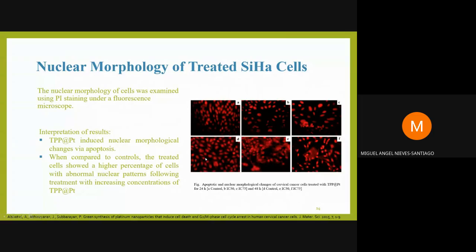The results show nuclear morphological changes via apoptosis, and when compared to the controls, the treated cells did show a higher percentage of cells with abnormal nuclear patterns following treatment with increasing concentrations of the nanoparticles. The data collected from the manual counting of cells with normal and abnormal features show that the number of apoptotic cells increases in both a time and dose-dependent manner.